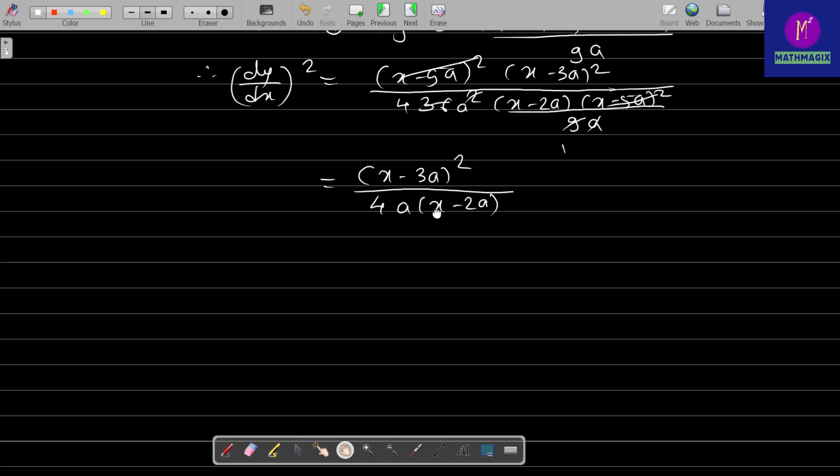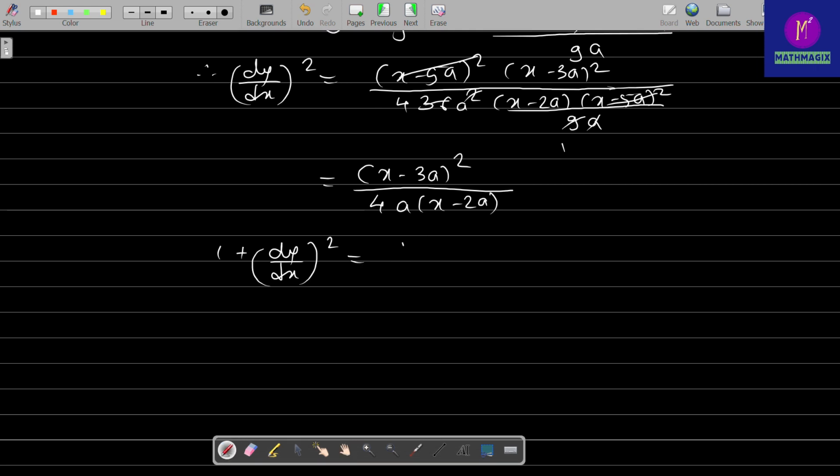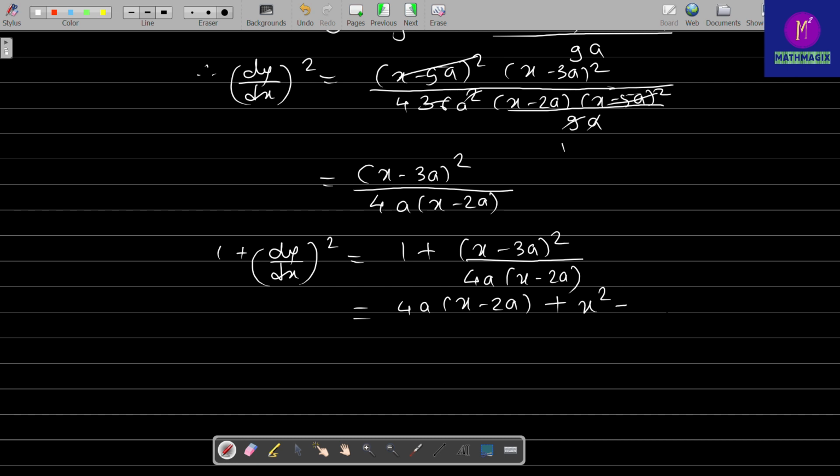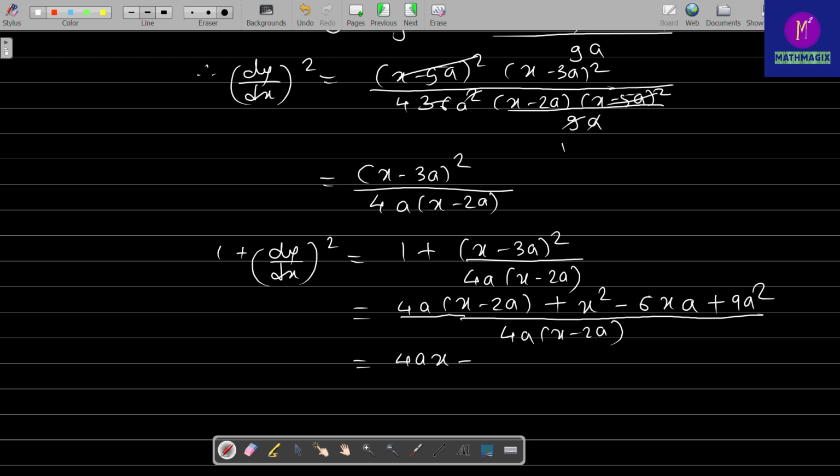Let us find out what is 1 + (dy/dx)² also. So this is equal to 1 + (x − 3a)² / 4a(x − 2a). Cross multiplying, we get 4a(x − 2a), and let us solve (x − 3a)², which is x² − 2·x·3a, that is nothing but 6xa, plus (3a)², that is 9a², divided by 4a(x − 2a). So this is equal to 4a times x is 4ax − 8a² + x² − 6xa + 9a², whole divided by 4a(x − 2a).